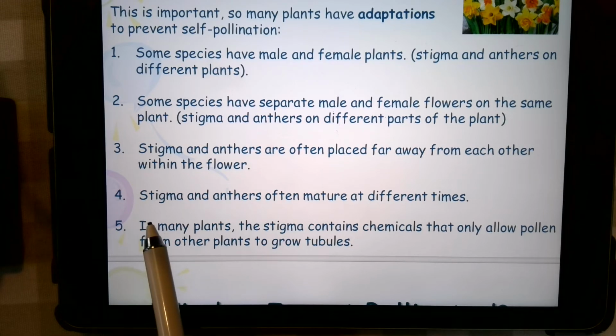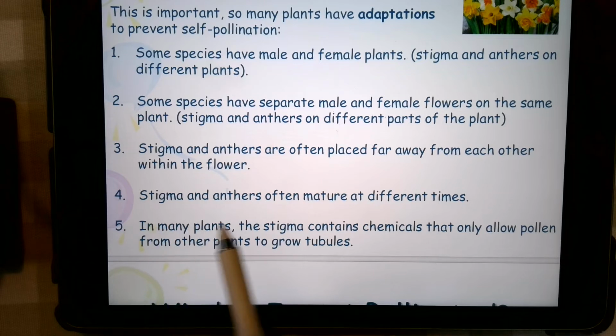Another strategy to prevent self-pollination is that the stigma and the anthers often mature at different times of the year. And finally, in many plants, the stigma contains chemicals that only allow pollen from other plants to grow those pollen tubes to enable fertilization to take place.